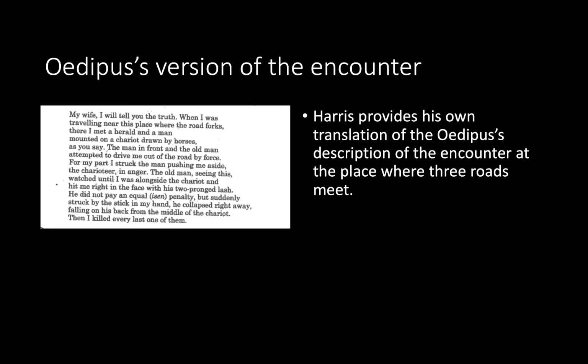My wife, I will tell you the truth. When I was traveling near this place where the road forks, there I met a herald and a man mounted on a chariot drawn by horses, as you say. The man in front and the old man attempted to drive me out of the road by force. For my part, I struck the man pushing me aside, the charioteer, in anger. The old man, seeing this, watched until I was alongside the chariot and hit me right in the face with his 2-pronged lash. He did not pay an equal penalty, but suddenly struck by the stick in my hand, he collapsed right away, falling on his back from the middle of the chariot. Then I killed every last one of them.